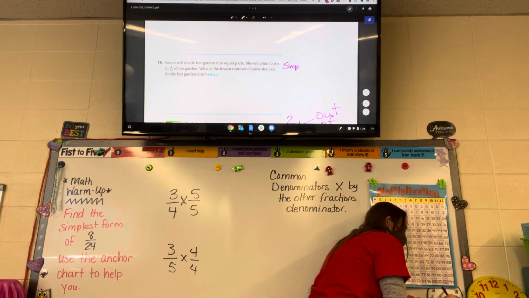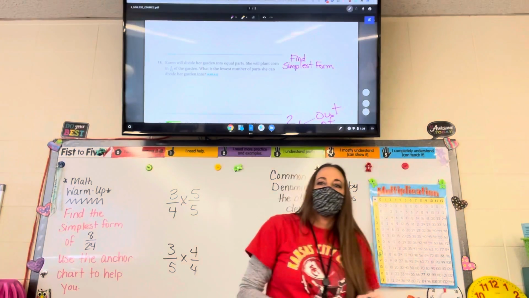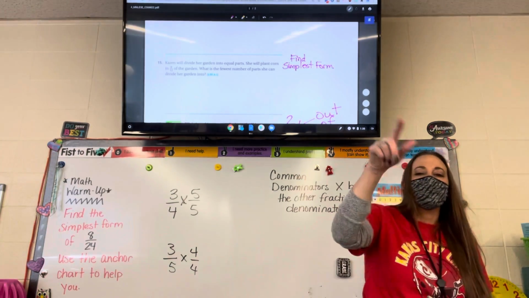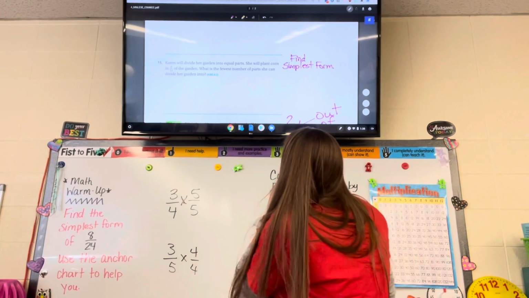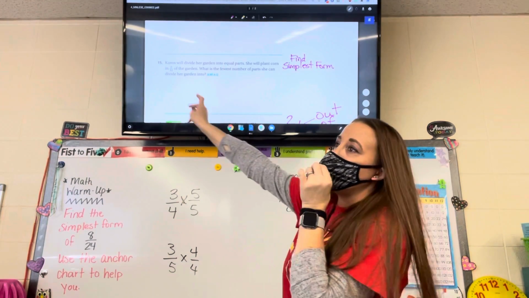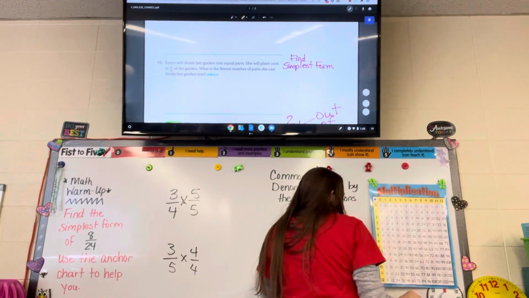Yeah, they're trying to be lazy. Find simplest form. Waylon, what are you saying? They're trying to be lazy. Because they just want to find the simplest route, right? Okay, find simplest form. So you're going to take that 8/12 and look at our anchor chart for simplest form.